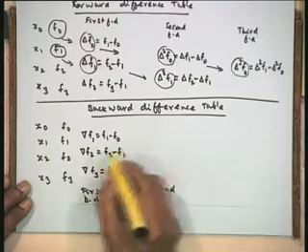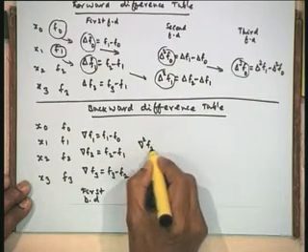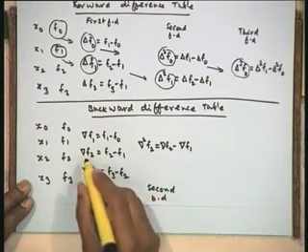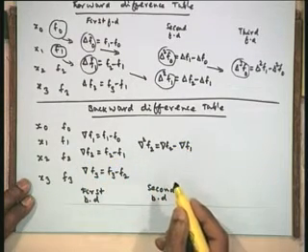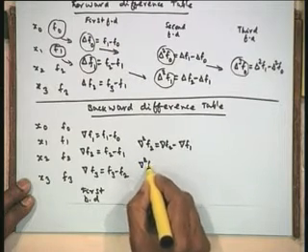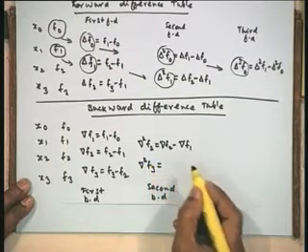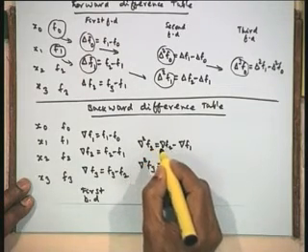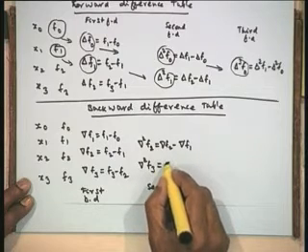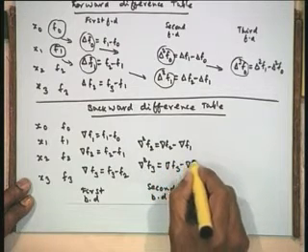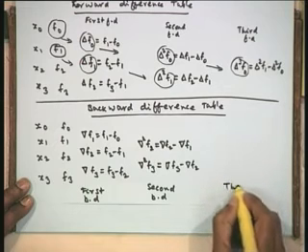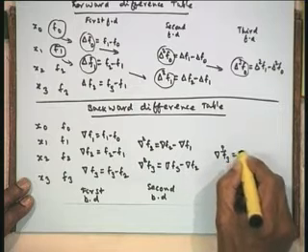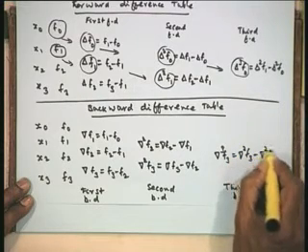Now, the second backward difference will be delta squared f 2, which is delta f 2 minus delta f 1. This minus this is delta squared f 2, and this is delta squared f 3, that is equal to delta f 3 minus delta f 2. And finally, the third backward difference is delta cubed f 3, which is delta squared f 3 minus delta squared f 2.